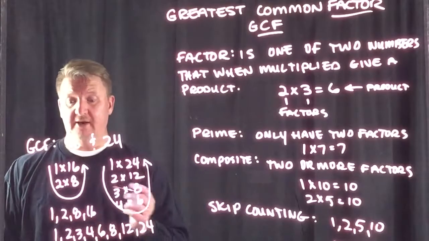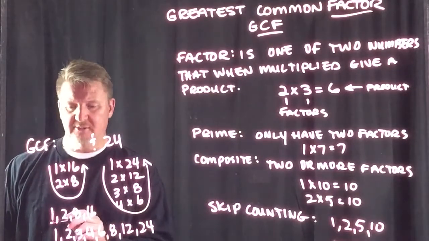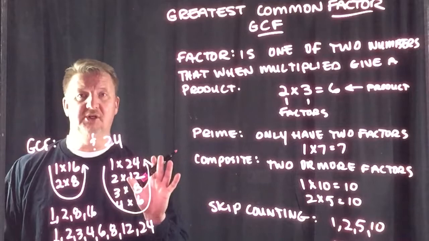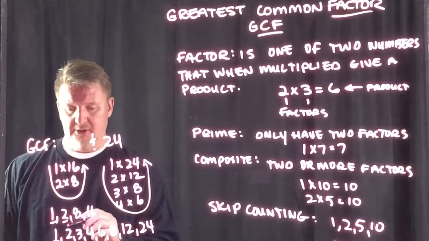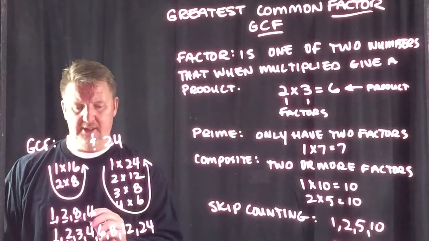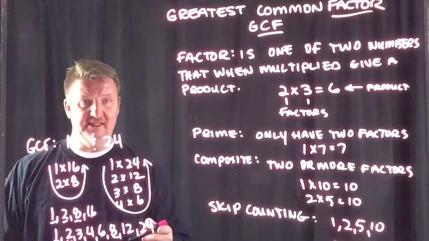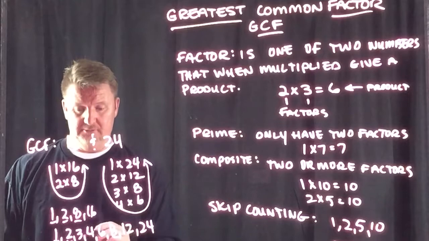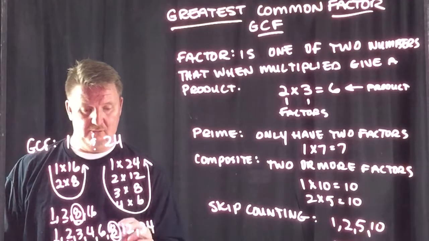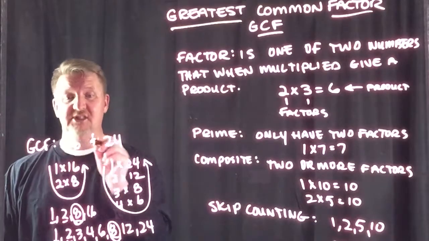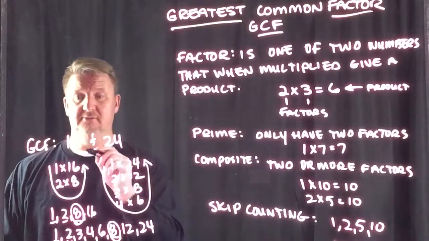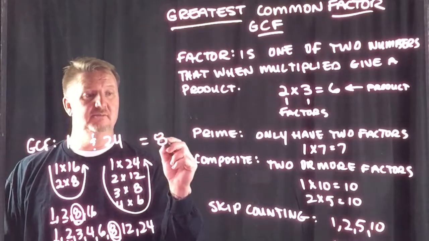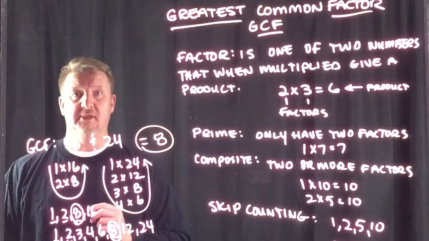Now I can identify the common ones, the ones they both share. 1 you're always going to have in common with another number. This one has 2 in common, and it has 8 in common, and that's it. But I'm looking for the greatest common factor, which is 8. The GCF of 16 and 24 is 8. And that's all there is to it.